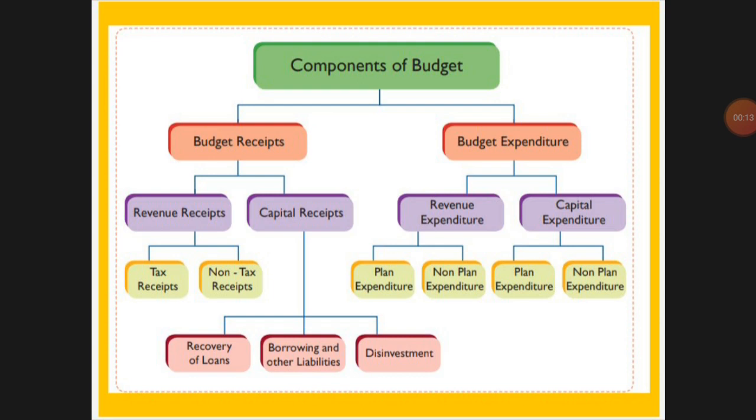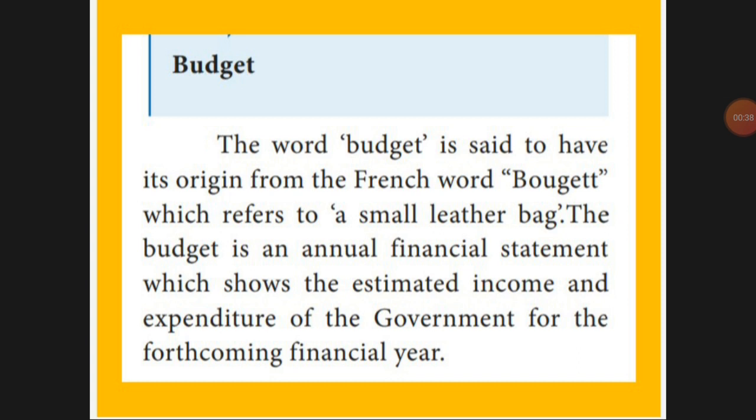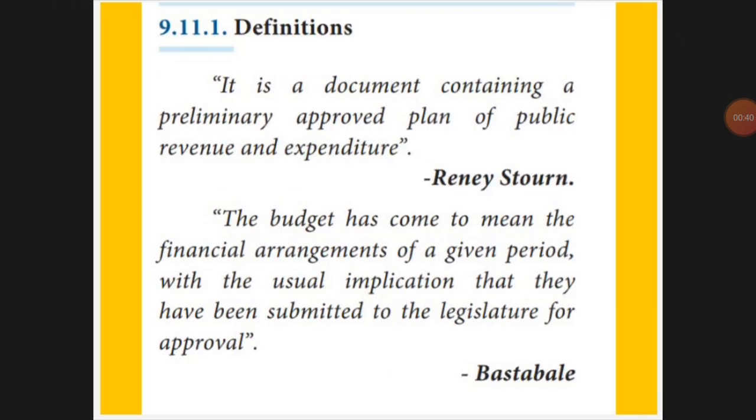The word budget is derived from the French word bougette, a small leather bag. So the budget is an annual financial statement. Every year they prepare it and estimate the income and expenditure of the government for the forthcoming year, that is, the coming year. So that is what a budget is. It has been defined as containing all the income and expenditure of the government.